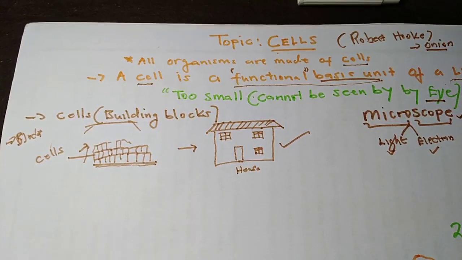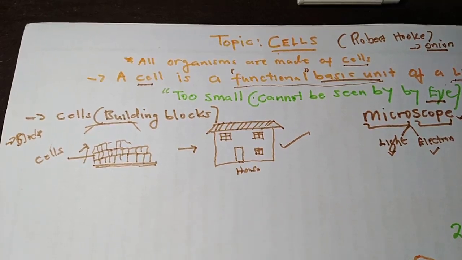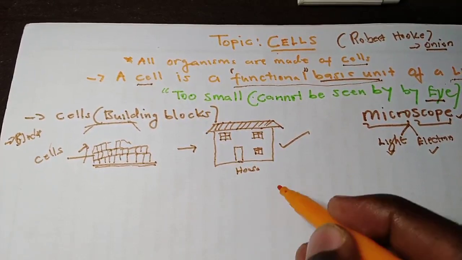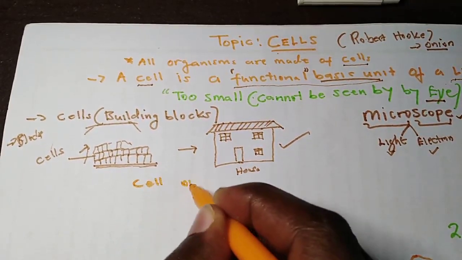Let's look at what happens in human beings, so that you can understand why we say a cell is a basic unit. In humans, there's what we call cell organization.